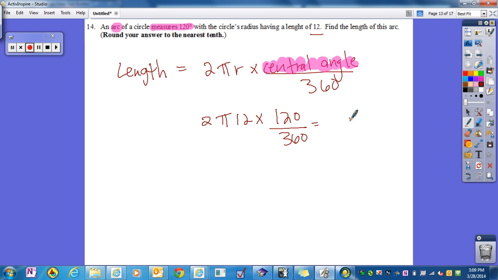So that gives you 24 pi times 120 divided by 360. And you can put all of that in your calculator at one time. So you can type in 24 pi times 120 divided by 360. And you get 25.1. So the length is going to be 25.1.